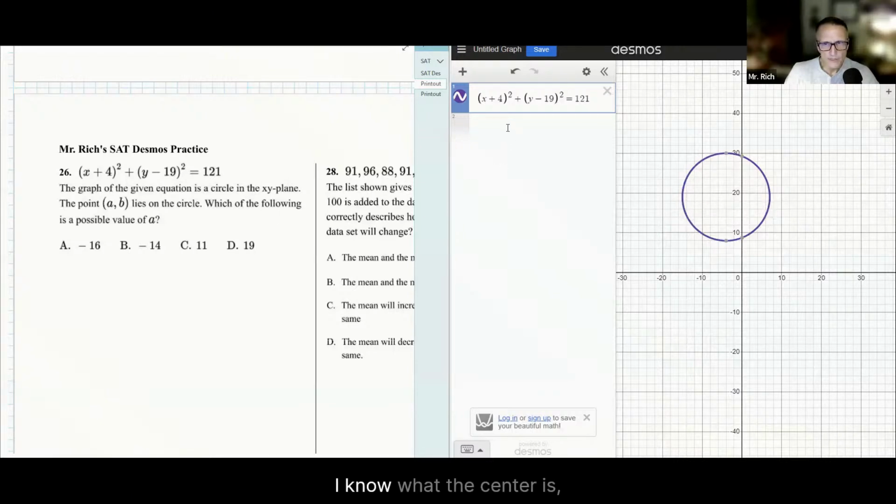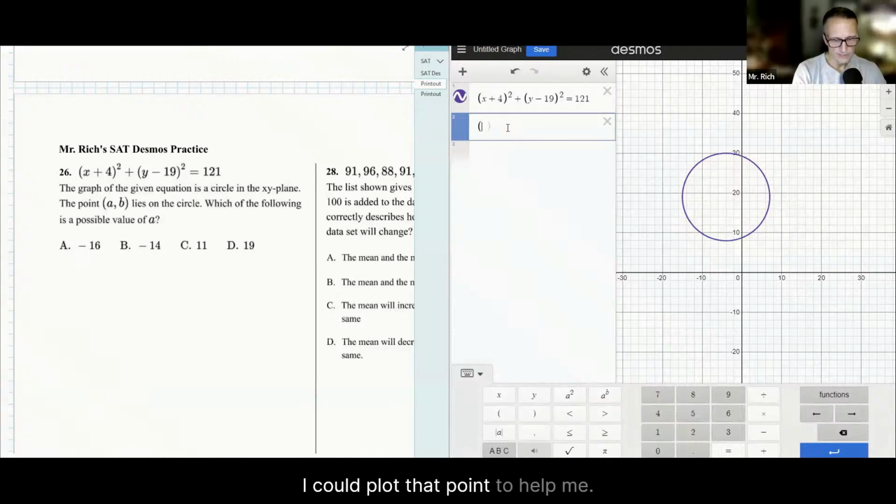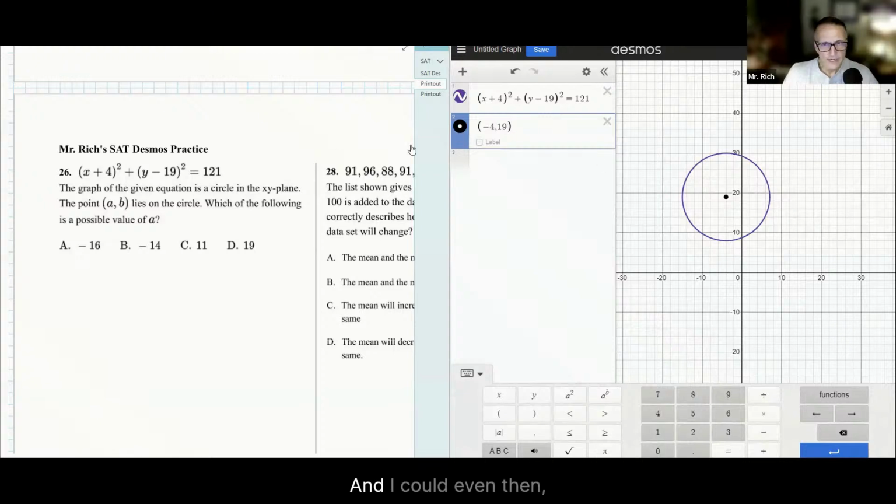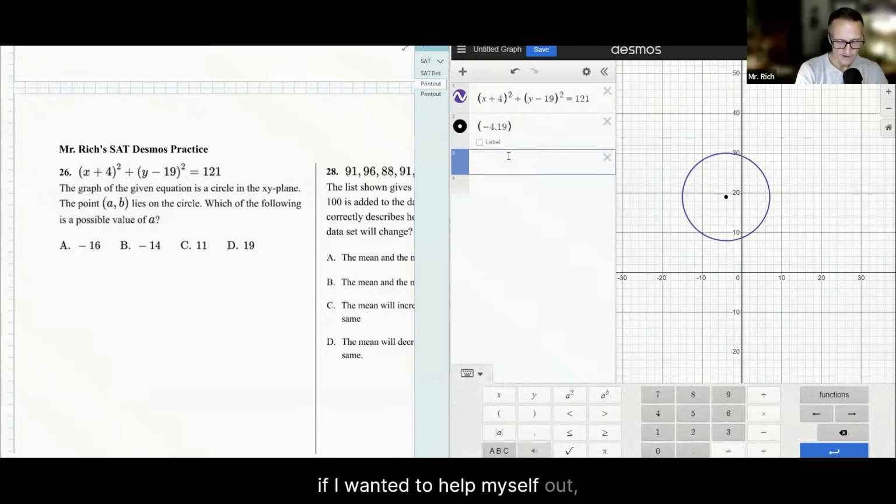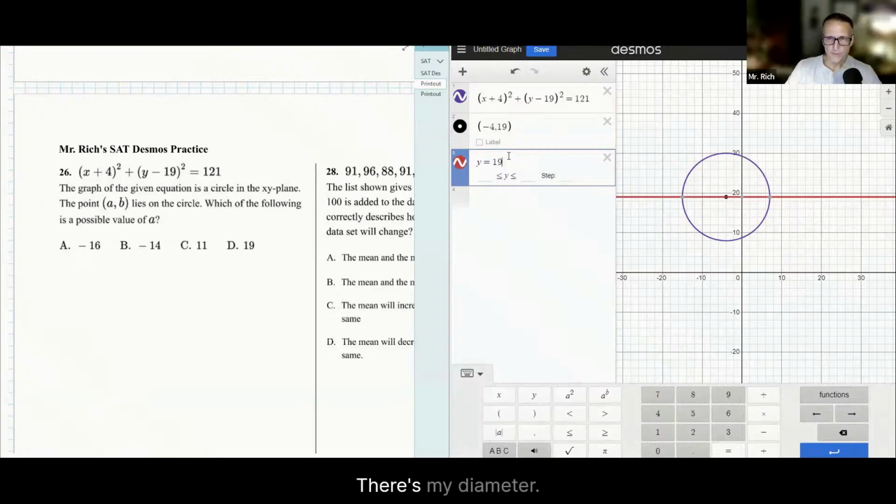And by the way, I know what the center is, right? I could plot that point to help me. I could do (-4, 19). There's my center. Okay. And I could even then, if I wanted to help myself out, do a horizontal line at y equals 19. There's my diameter. So the x values go from 7 back to -15.